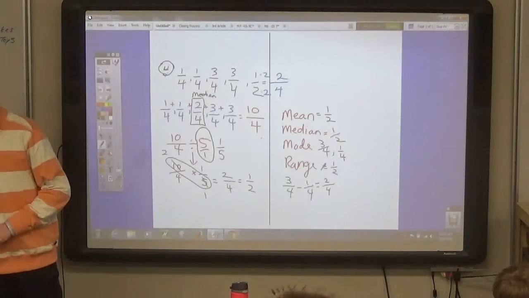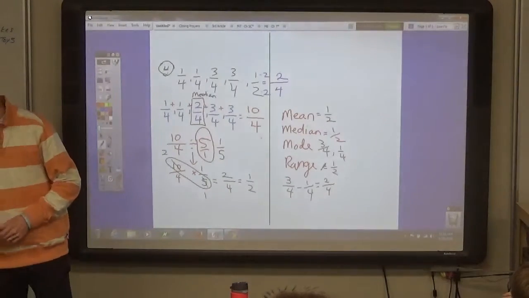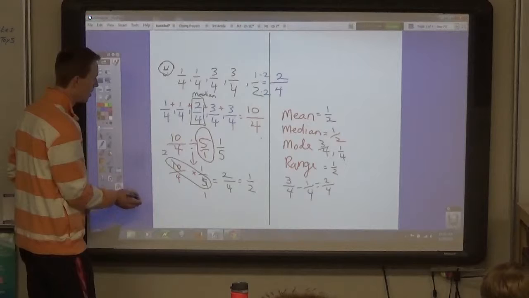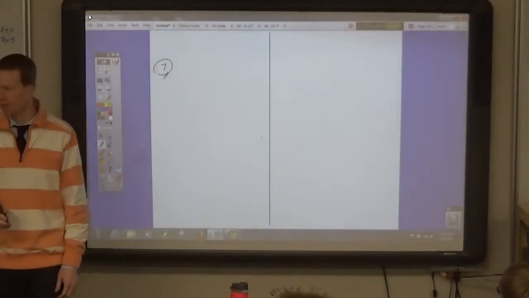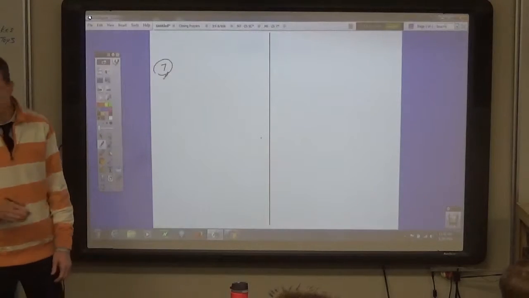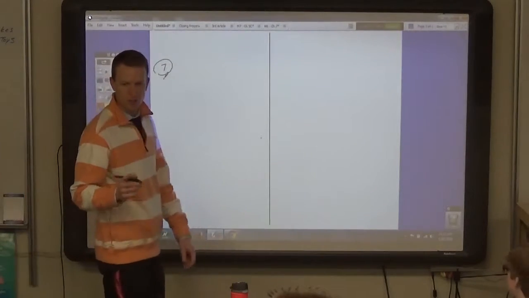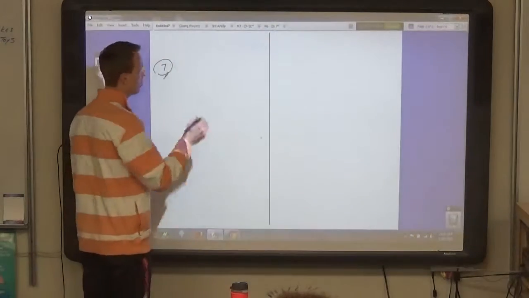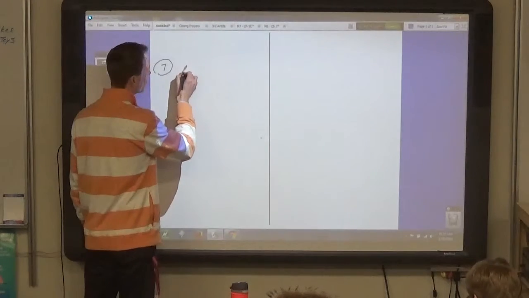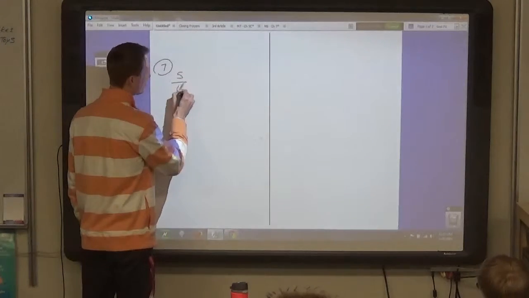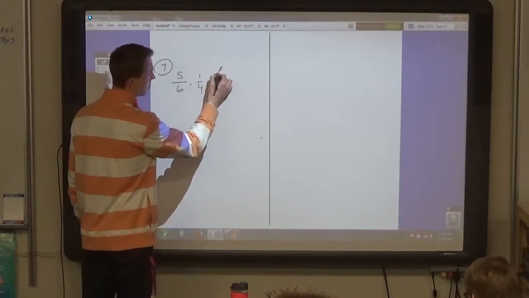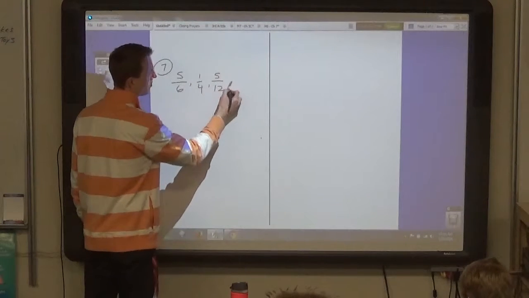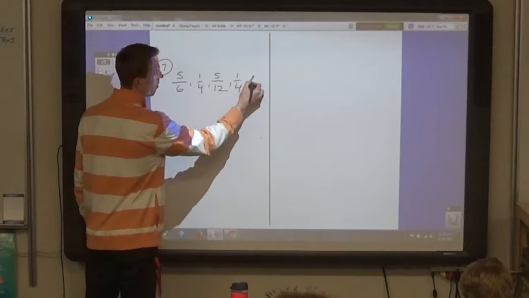Let's do number 7 together. That one also has fractions. Do one more, so you make sure that you understand what to do. Can someone read those numbers? Max, could you read them for me? Number 7: 1/4, 5 twelfths, 1/4, 1/2.